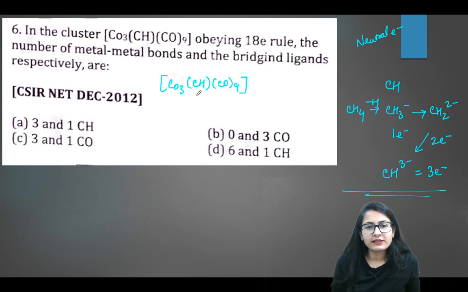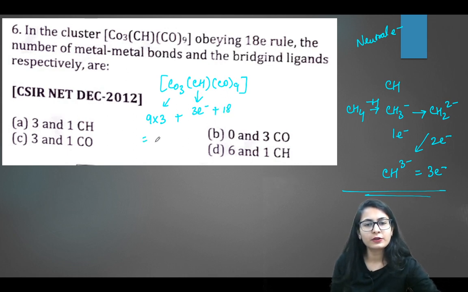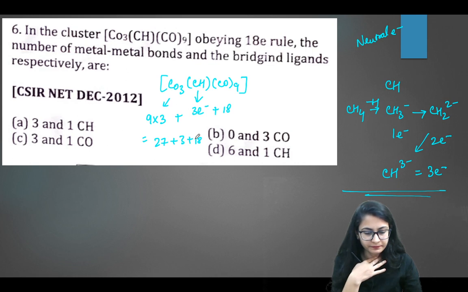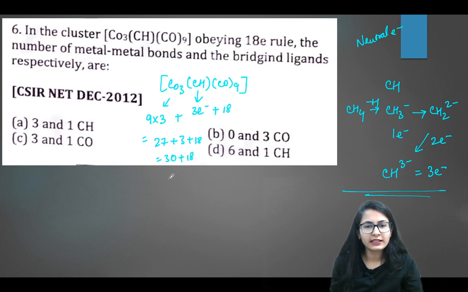Now, if it donates 3 electron, then what do you have? Cobalt has 9 electrons, so 9 into 3 plus 3 electron from here plus 9 into 2 is 18 electrons. So how much is it going to be? 27, sorry, 27 plus 3 plus 18, so it is going to be 30 plus 18, that becomes our 48.